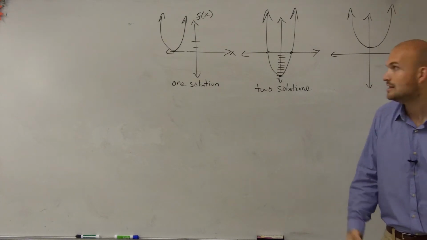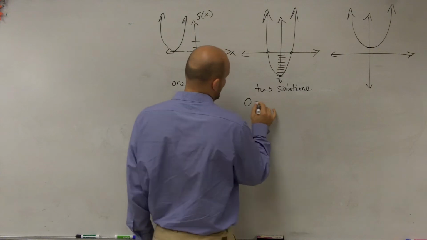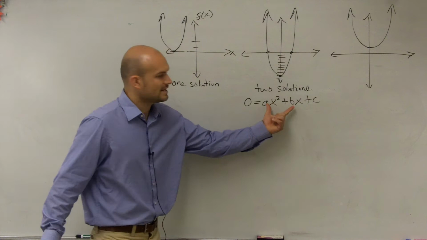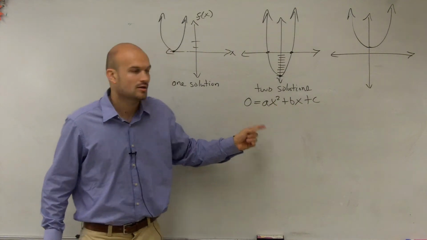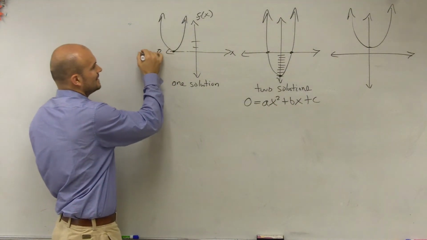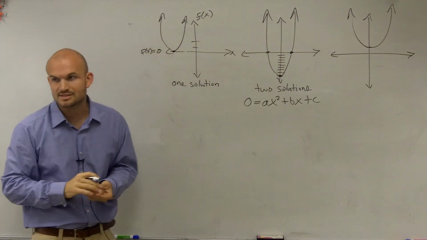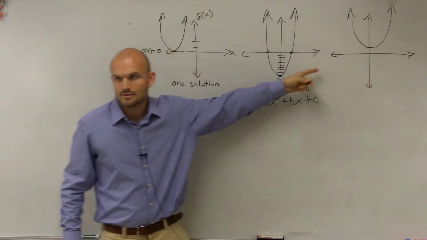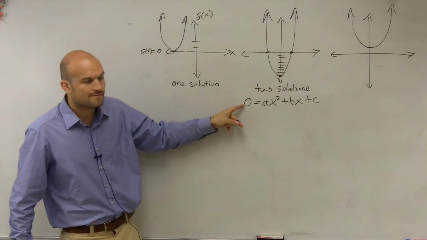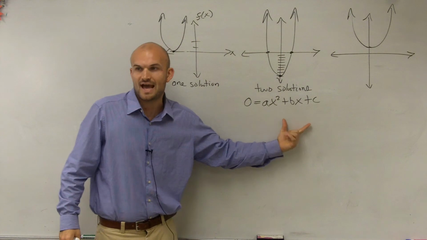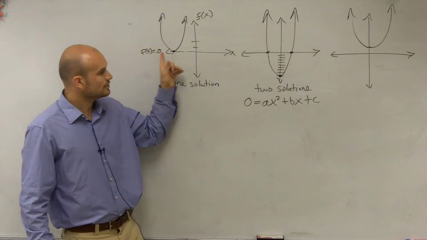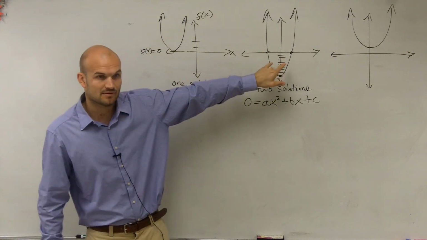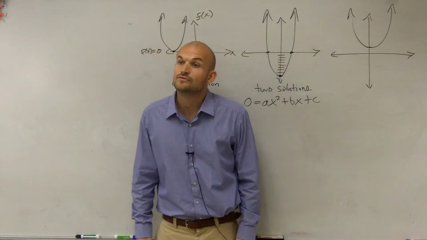There's no solutions, because remember, ladies and gentlemen, we're talking about equations. We're talking about when our function is equal to 0. Well, it's equal to 0 here. Here is when f of x is equal to 0, on our x-axis. So we're trying to find out when f of x is equal to 0. What are the values of x when it's equal to 0? Well, here is an example of one solution. Here is an example of 2 solutions. And here's an example of no solutions.